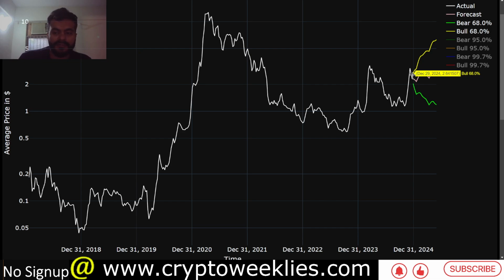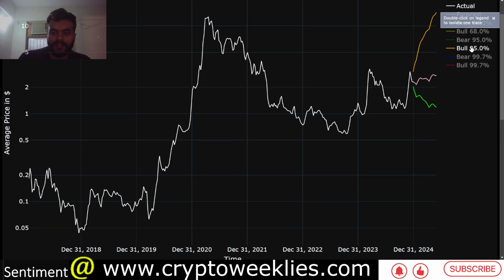In terms of the bull case for Theta in the next 6 months, with a non-euphoria bull case at 68 percentile confidence level, this is the yellow line, between $2.64 and $6.28. That's the non-euphoria 1 standard deviation bull case.